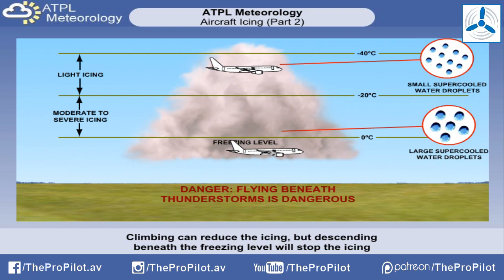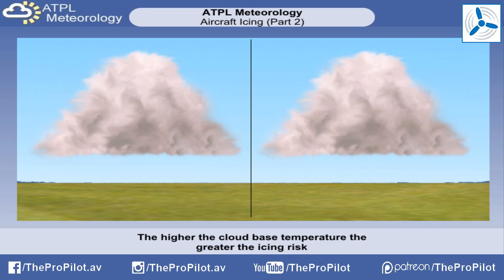Ensure you maintain clearance of terrain, but be careful when descending below convective cells because of other inherent dangers. The best course of action is to avoid flying through them altogether, not just because you are eliminating the icing risk, but because they are hazardous for many other reasons. There is another factor about convective cloud which can significantly alter the severity of icing. This is the cloud base temperature.